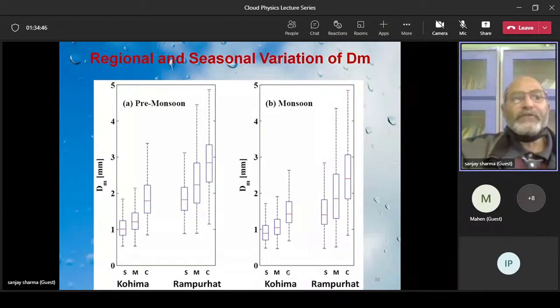Now here, again, we are seeing the regional and seasonal variation of Dm, the mass-weighted diameter.